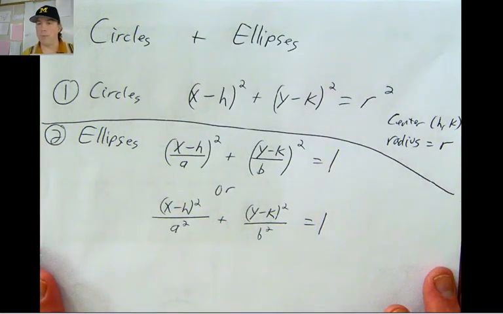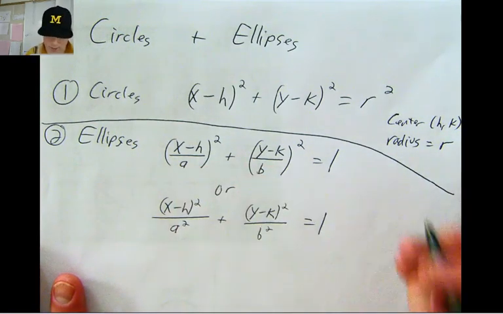Okay, now in an ellipse, h and k also means the center point.